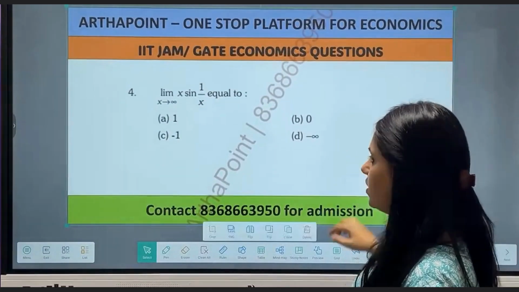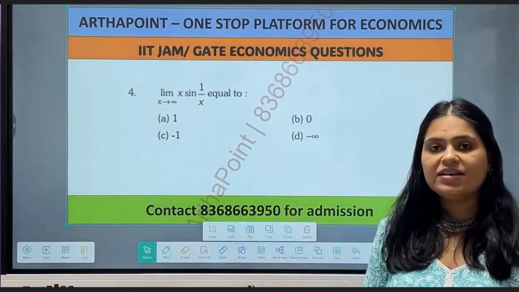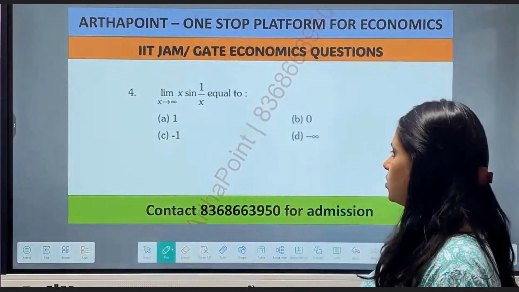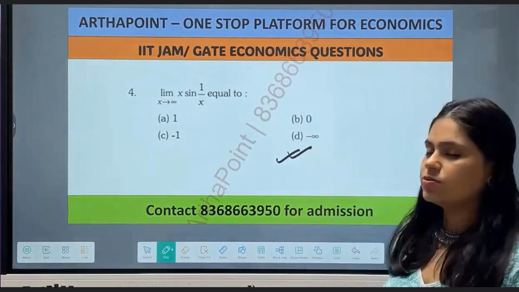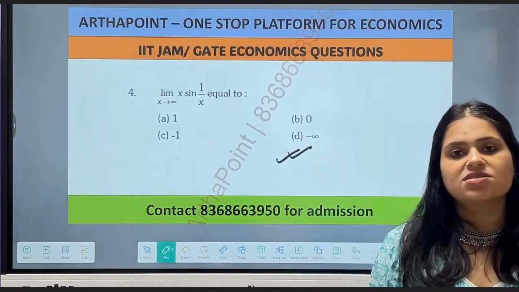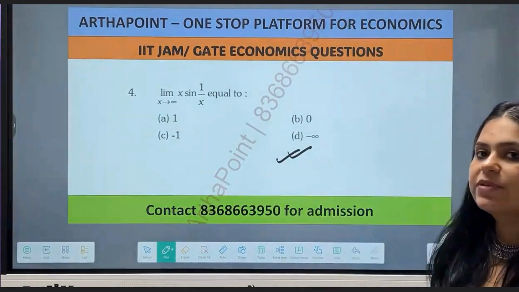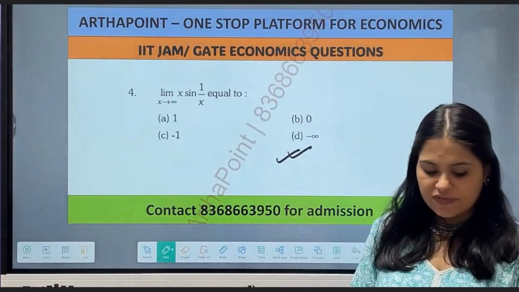What is going to be the limit of x sine 1 by x? You need to give me the answer to this question. Limit x into sine 1 by x will be... I am giving you a moment, try to do this yourself, then I will do this.